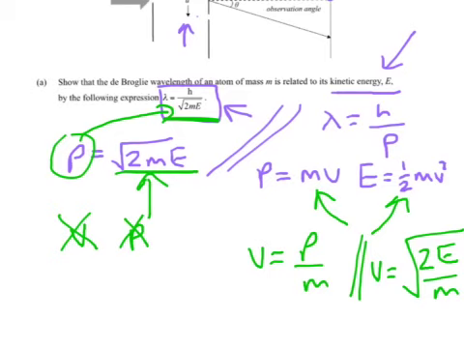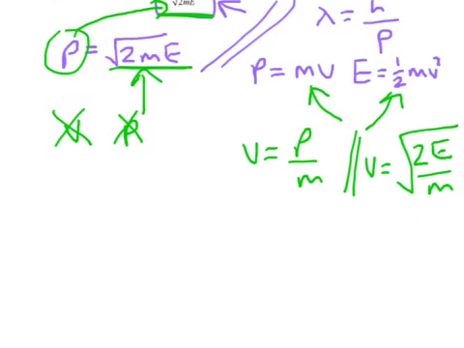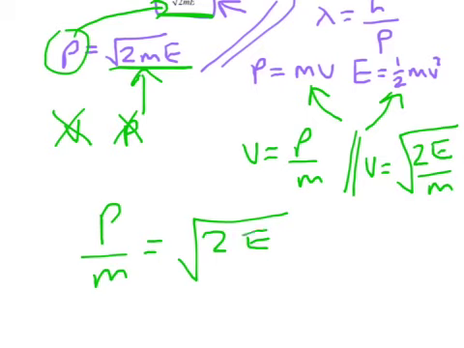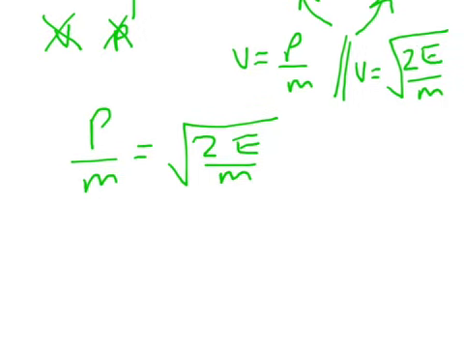So equating these two to remove the v from the equation, we end up with p over m equals square root 2E over m. So what do we do from there? We're looking for 2me, so we might like to get rid of that square root just for now. You can do this a number of ways. I'm going to do it this one way. That seems to work for me.